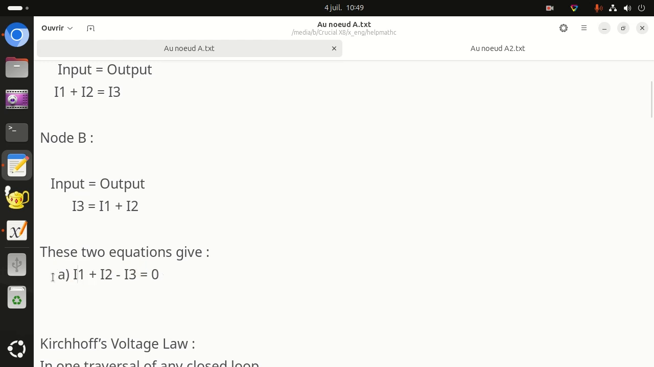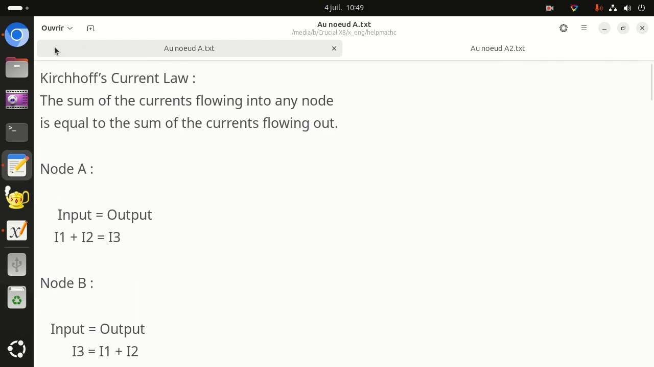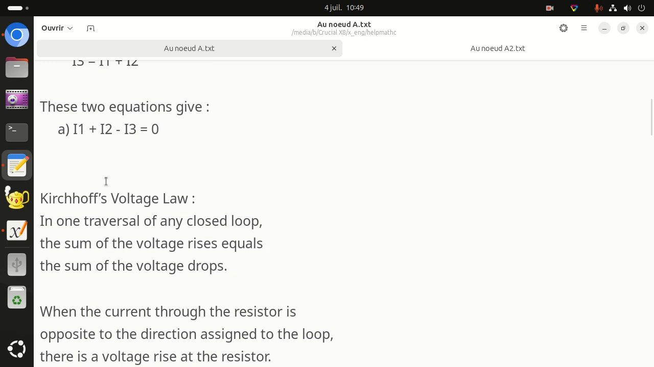I have noticed this equation A. This is for the Kirchhoff current law. The sum of the current flowing into any node is equal to the sum of the currents flowing out. This is the Kirchhoff law. Now I want to use the Kirchhoff voltage law.